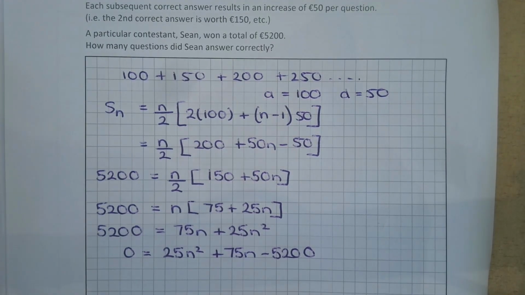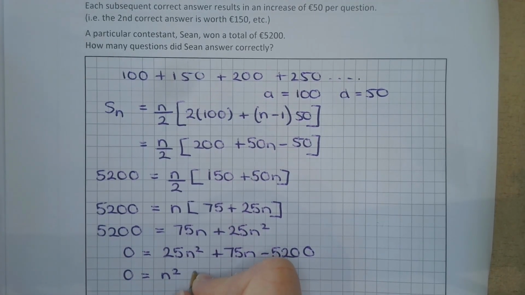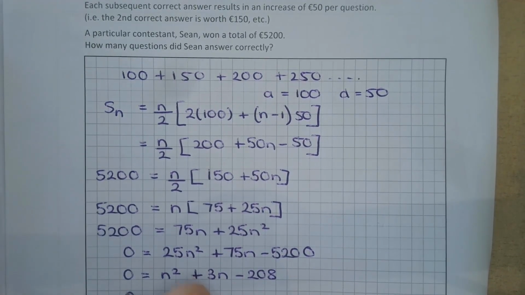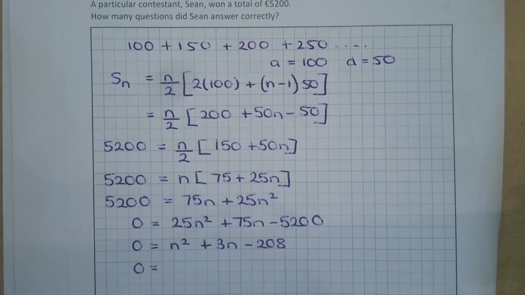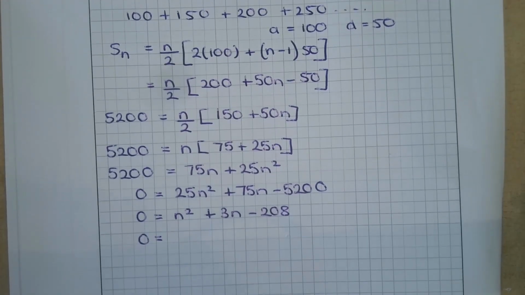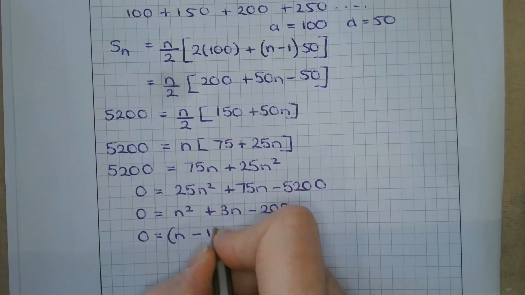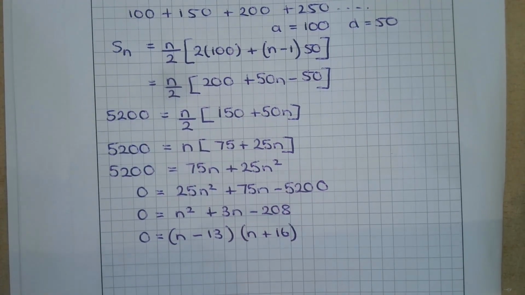We could actually divide across by 25 here, make it nice and straightforward, hopefully. So we end up with n squared plus 3n minus 208. And we could look to factorize that. Again, you could use your quadratic formula if you wanted to, but in this case, factorizing should be fine. So we open up our brackets. We're going to have n minus 13 and n plus 16 in our brackets here.